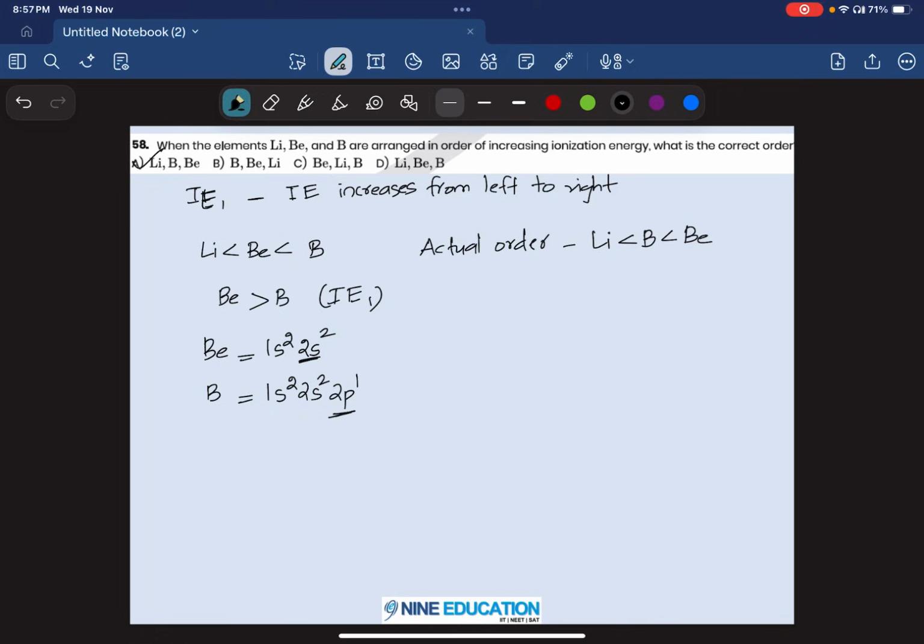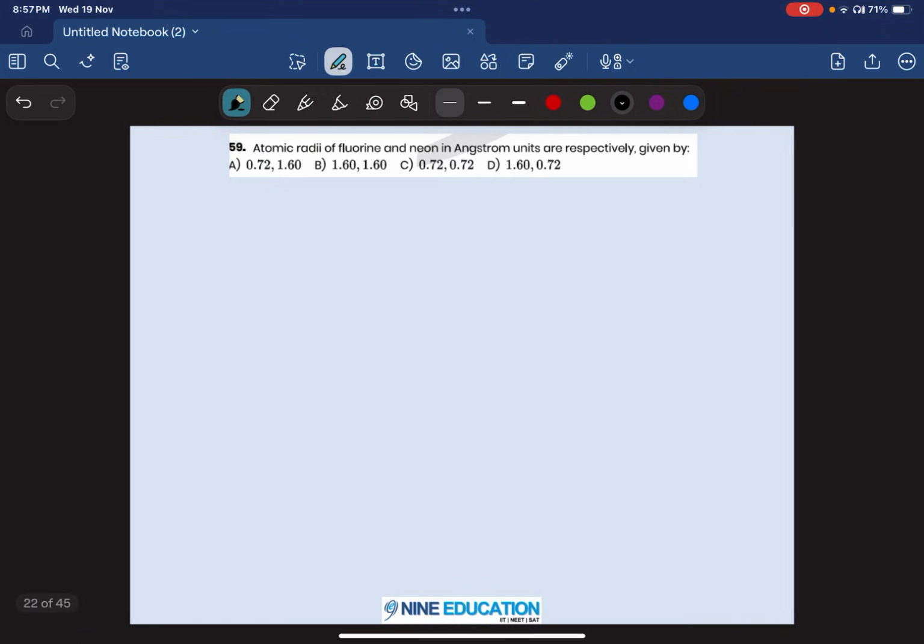Next, let us discuss question number 59. Atomic radii of fluorine and neon in angstrom units are respectively given by. Here, we don't need to remember the values actually. We can just tell it by comparison. If we know out of fluorine and neon which one has the higher atomic radius, or whether both have the same atomic radius, and we are able to tell that with comparison, we will be able to answer this question. How to do it with comparison?